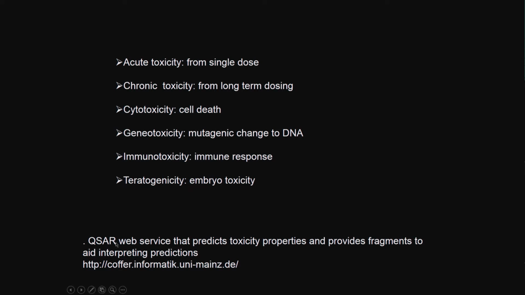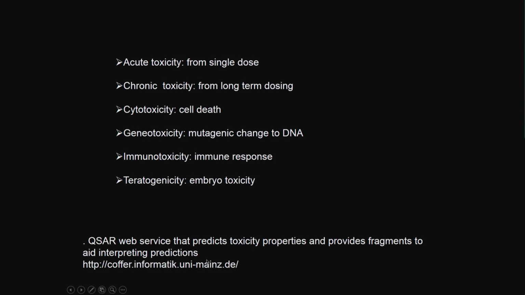In fact, there is a website, Cofer Informatics, you look at this QSAR web service that predicts toxicity properties and provides fragments to aid interpreting predictions. So you give a structure, it may be able to predict the toxicity of that compound and also look at the fragments and make comparisons and certain conclusions. There are many websites and this is quite a good website. When we have time we will look at this as well. Okay, so we looked at toxicity, that is another aspect.